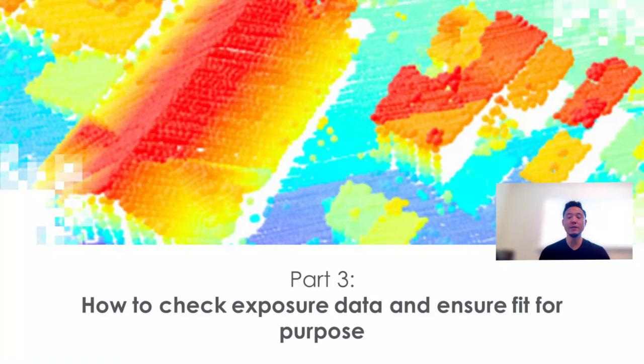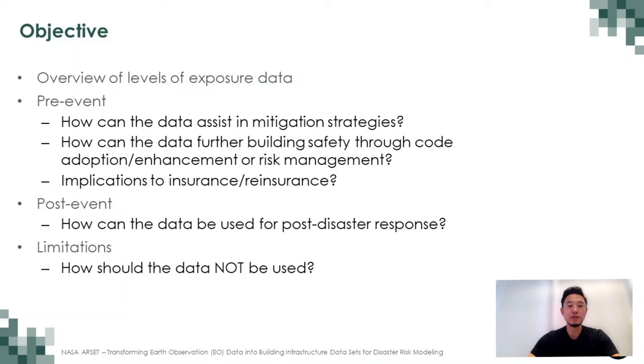Hi, I'm Mike Giguchi, and today I'll be going over how to check your exposure data and ensure that it's fit for your purpose. So here's a quick summary of the objectives of this presentation. First, we'll go through an overview of the different levels, the 1 through 5 levels, the background data behind it. Second, we'll go through any pre-event uses, basically, how can each level assist in mitigation strategies? Can it help with further building code development or any risk management strategies? Are there any implications to the reinsurance and insurance industries? We'll go through any post-event uses, basically, how can these be used for something like post-disaster response? And finally, we'll go through some of the limitations. What are the limitations of the data? How should the data not be used, et cetera?